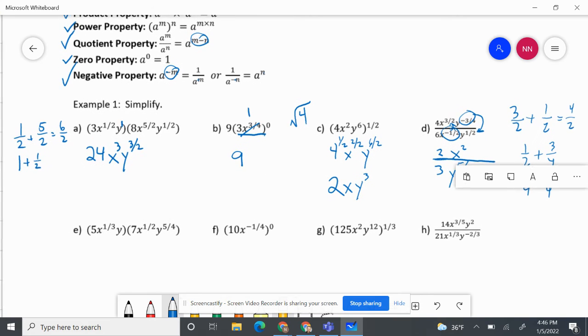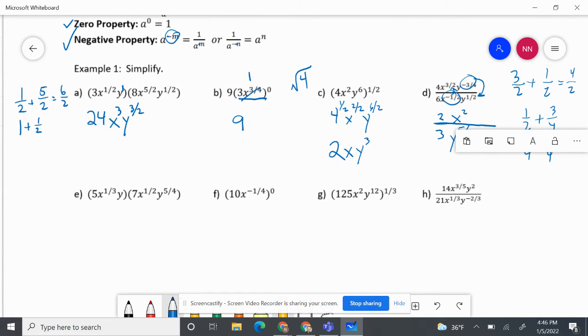Let's look at a few more examples. So for letter E, we're multiplying again. 5 times 7 is 35. We have x to the 1/3 times x to the 1/2. Once again, when we multiply, we add the exponents. 1/3 plus 1/2. Our common denominator is 6. So this would be 2/6 and 3/6, which adds up to 5/6.